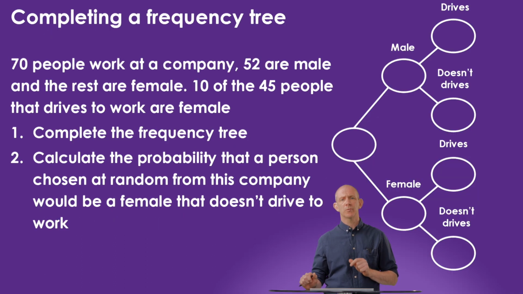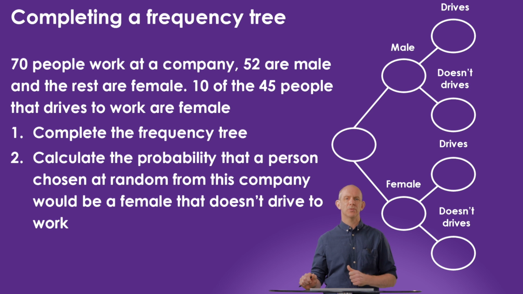Let's start off with frequency trees. Here, we've got a question in which 70 people work at a company. We're informed that 52 are male and the rest are female. Of those females, 10 of them drive out of the 45 who drive in total. We're asked to complete the frequency tree and then calculate the probability that a person chosen at random from this company would be female that doesn't drive to work.